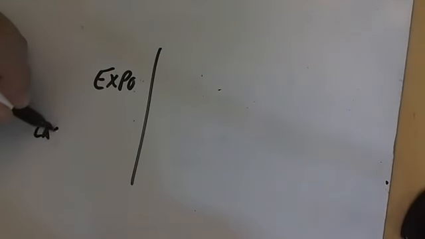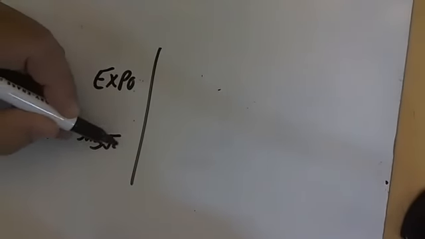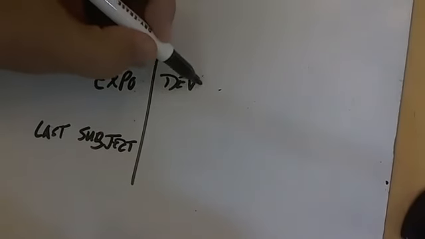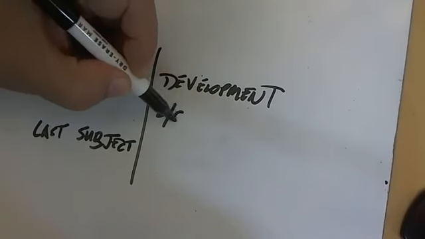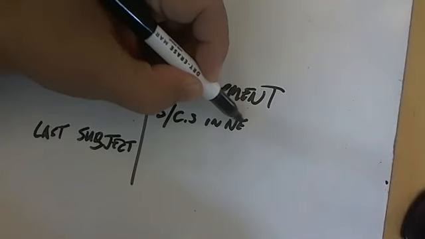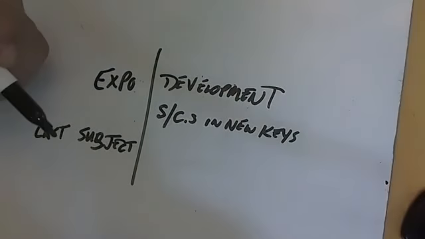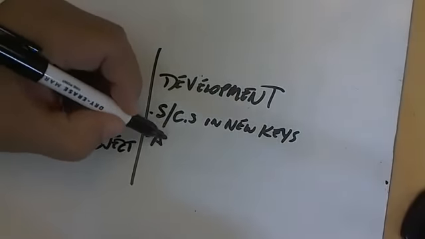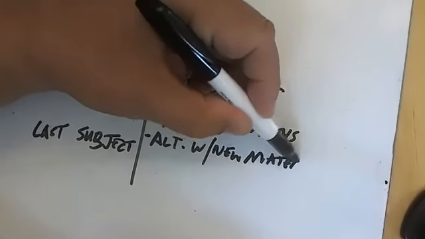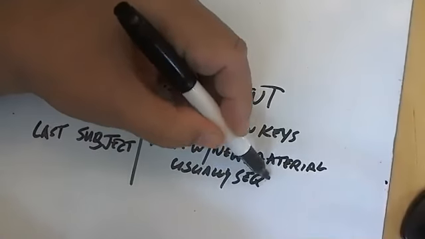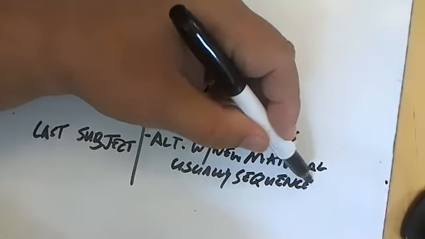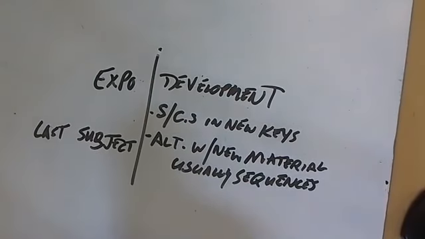And the exposition is done when the last voice, the last subject, is finished, right? And then we go to the development, okay? And the development is basically the subject and the counter subject in new keys, right? New areas, harmonically, new scales, alternating with new material. And that material is usually sequences. And sequences are when you take an idea and you repeat it again, usually up or down, several times going up or down by steps.